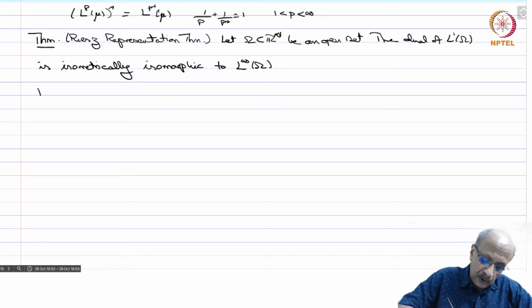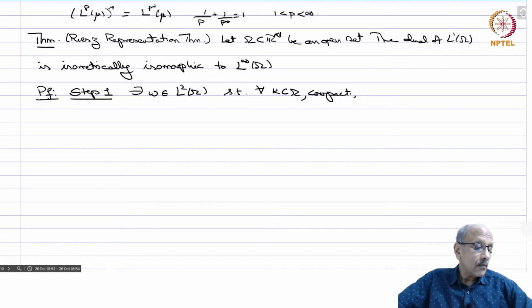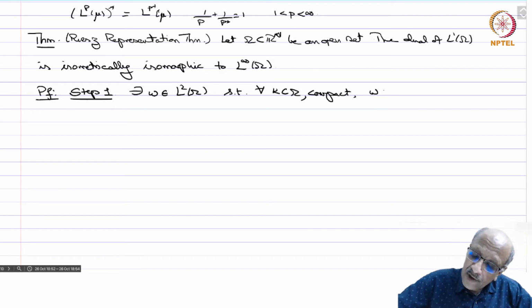So the proof we will do in several stages. The first step: there exists W in L2(omega) such that for every compact k contained in omega, W(x) is greater than or equal to epsilon_k, which is strictly positive, for all x in k.